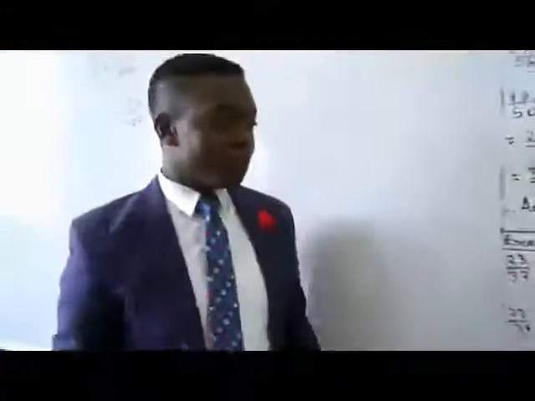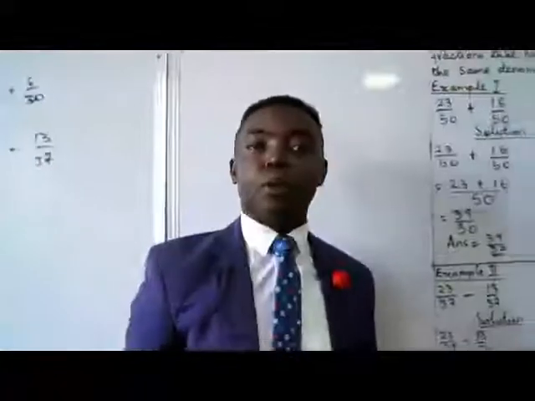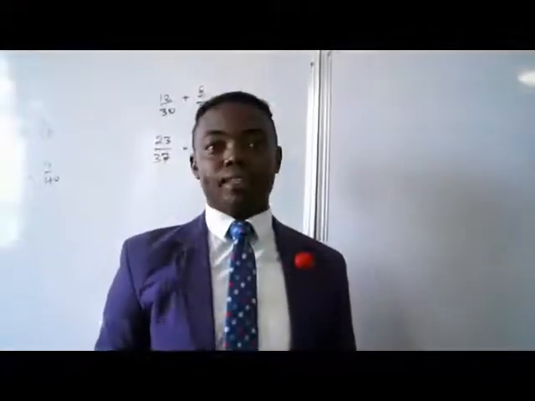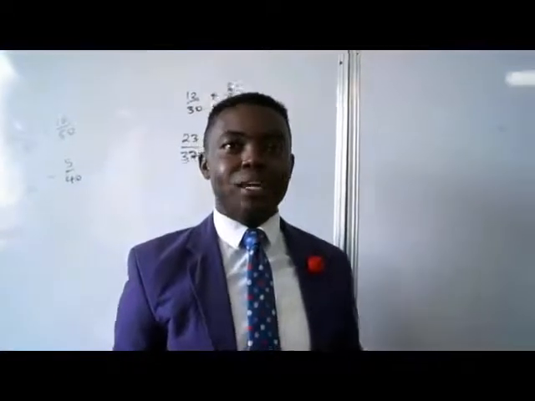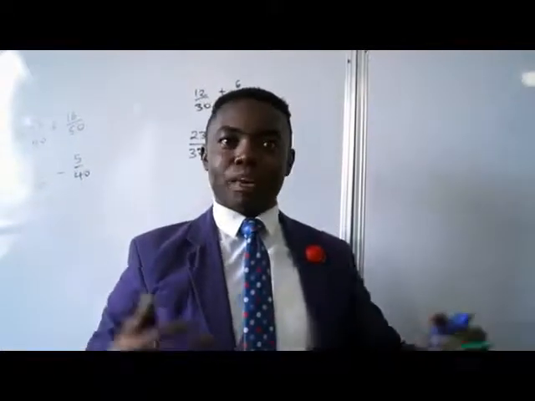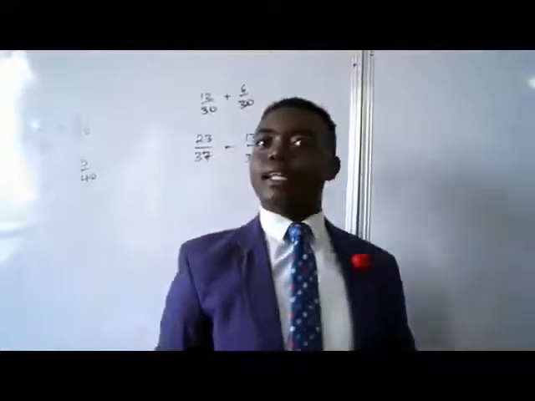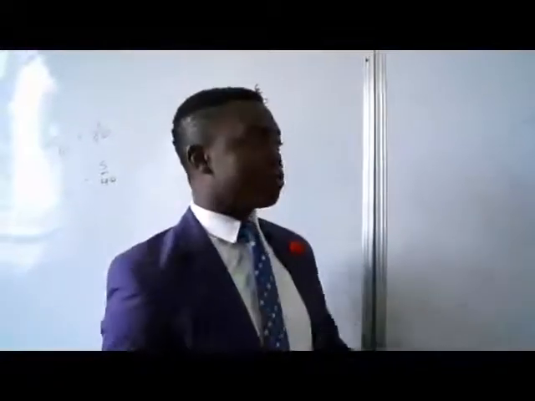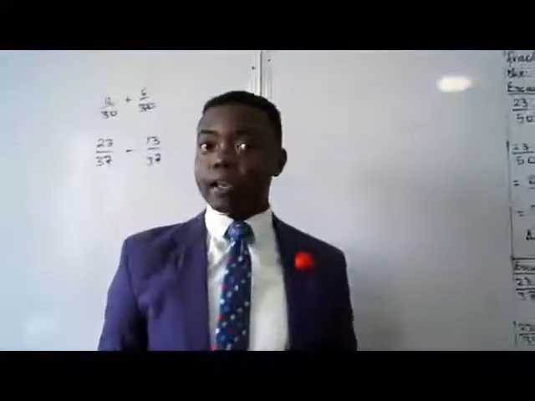Now we come to the end of today's class. Without being told, I want to believe you all understand how to solve questions involving addition and subtraction of like fractions. Remember, we said like fractions are fractions that have the same denominators. It can be 1 over 1000, it can be 2 over 300 plus 6 over 300, and so on and so forth. But the most important thing is you should be able to solve such questions when given to you.